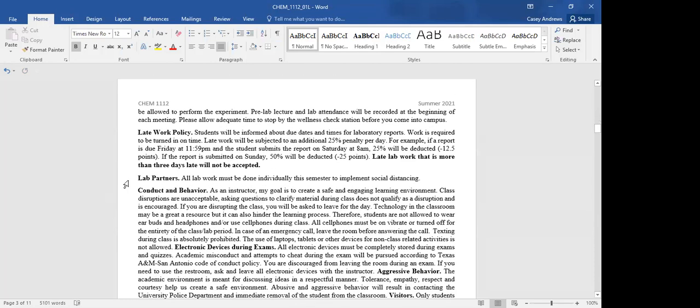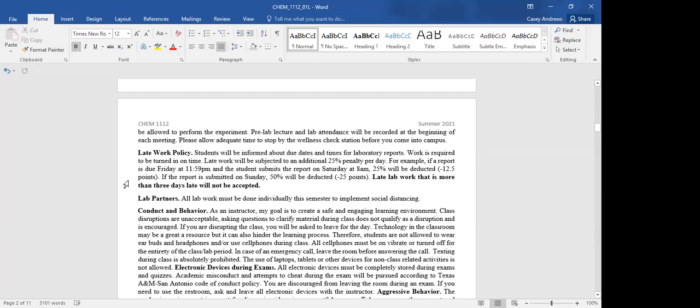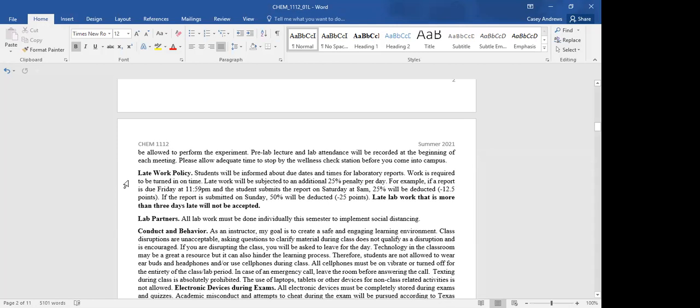Late work. If you have work that's late, the way we're going to handle that is that you get 25% off per day. That does include weekends. So our assignments are either going to be due Tuesday or Thursday. So if you do not turn your assignment in on Thursday and then you turn it in on Sunday, that's 75% off. If it's more than 3 days late, that's 100% off. So I'm not going to accept it at that point.